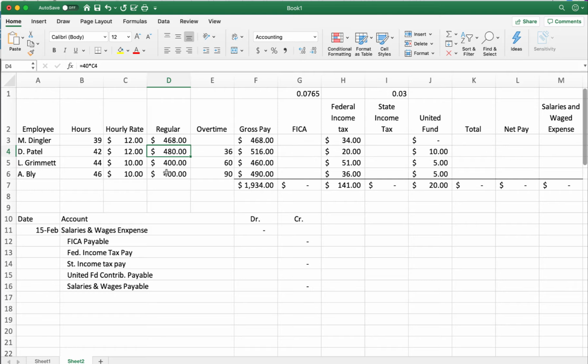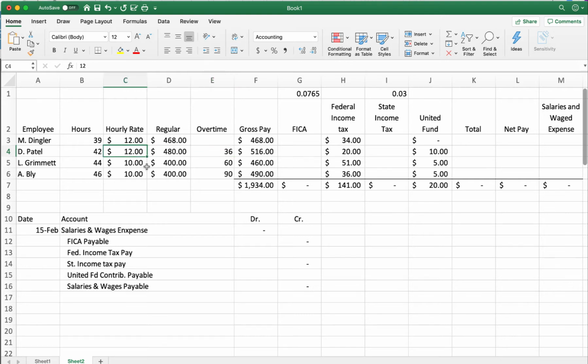That's how I got the 480, okay? Then you see this $36. Well, that's based on the overtime, right? We know he worked 2 hours overtime. How do I know that? Well, he worked a total of 42. He gets paid regular wages for 40 hours. Anything over that's overtime, right? So I took the 2 hours that he worked, and I multiplied it by 18. You might be saying, where in the world did you get 18?